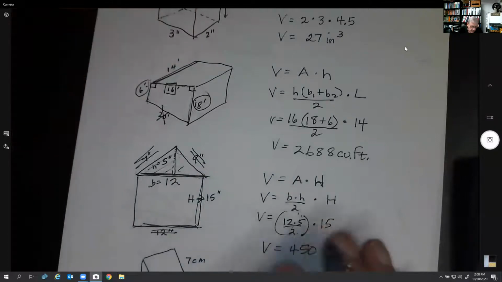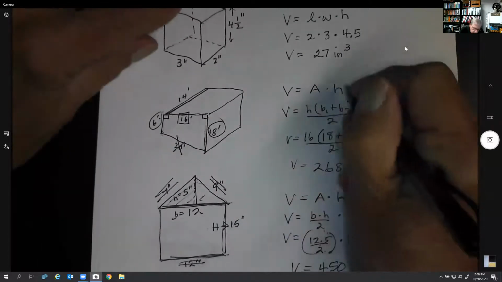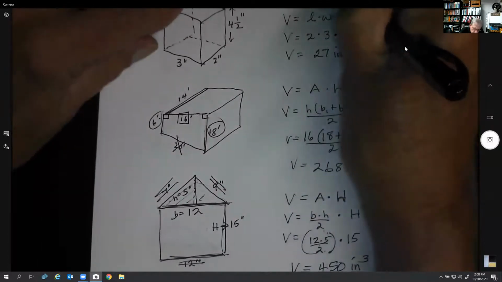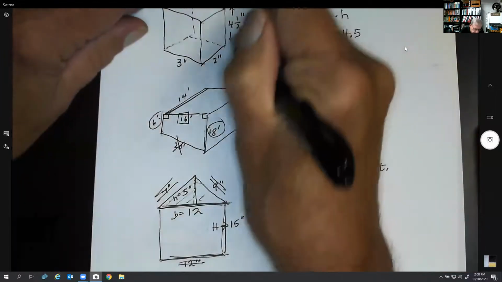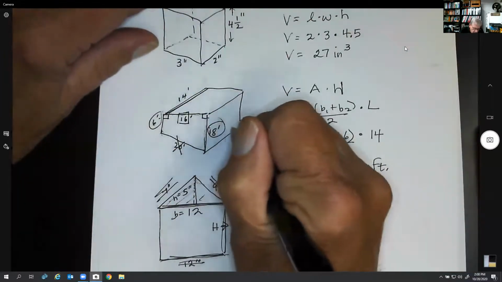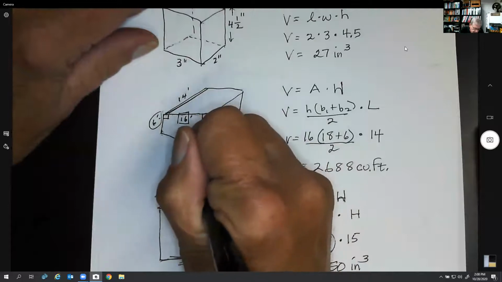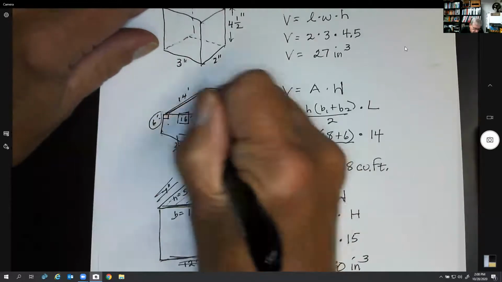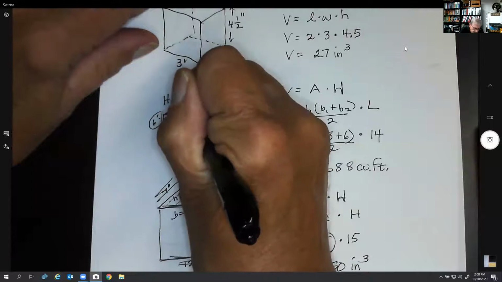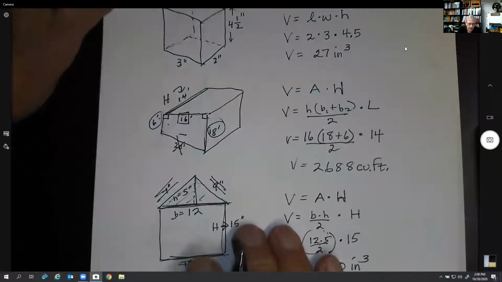So sometimes when you're trying to figure out the height, let's use a capital H here. Might be easier. So this in this problem was the height. We'll use right here, we use this as the height on that problem.